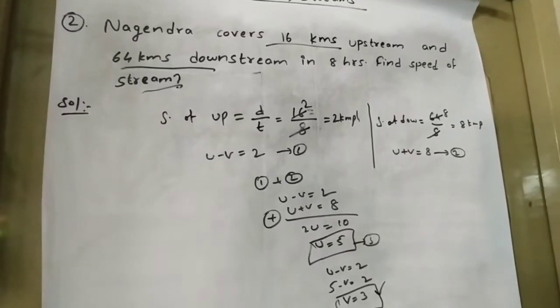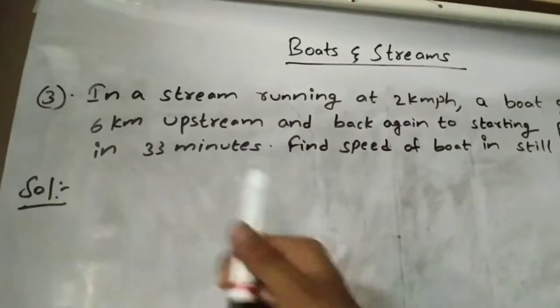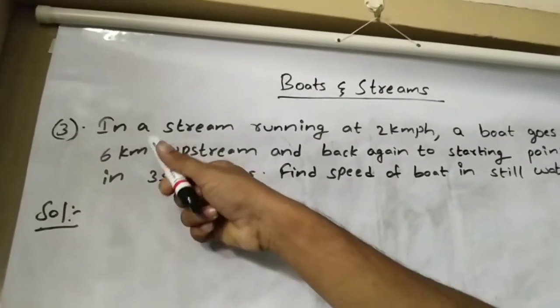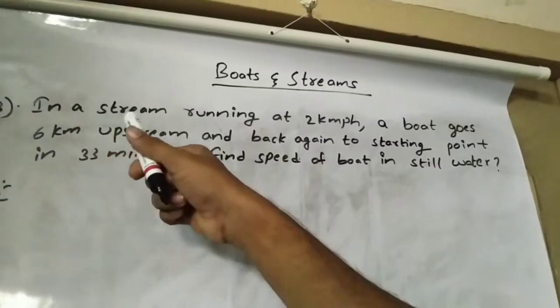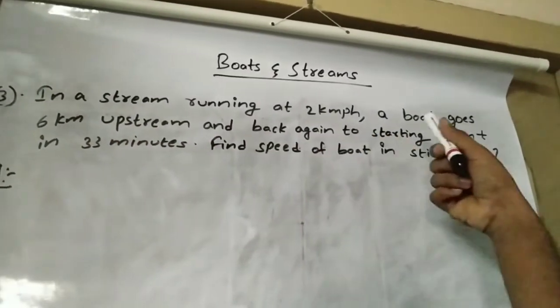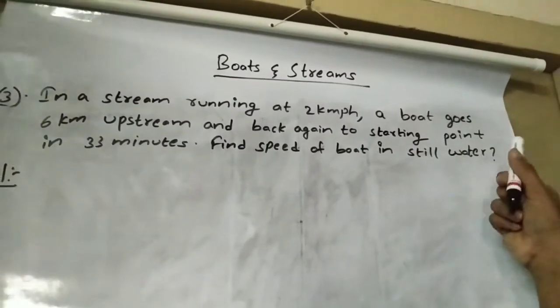So the speed of the stream is v, equal to 3 km per hour. In this third question, it is given that in a stream running at 2 km per hour, a boat goes 6 km upstream and back again to the starting point in 33 minutes. Find the speed of the boat in still water.